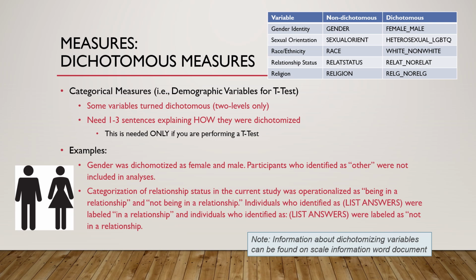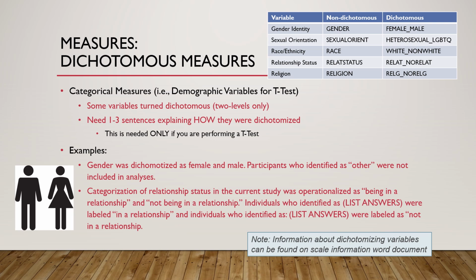You can also see in the SPSS document, there is still the non-dichotomous variable, like gender, sexual orientation, and race. And then next to it is the dichotomous variable, so female, male, heterosexual, LGBTQ, and then white, non-white. So you can see how the scores match up, so you can confirm if they answered a certain way in the non-dichotomous, how was it converted in the dichotomous? So you use a little bit of your own logic there.